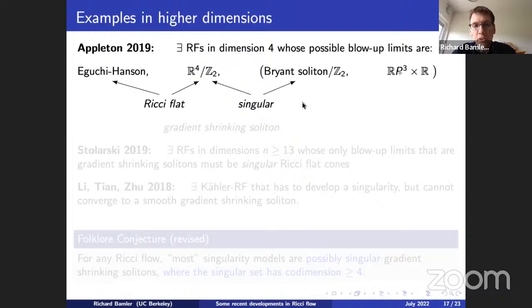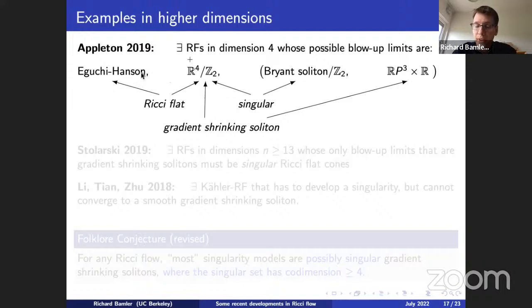And then with respect to the Folklore conjecture, the only gradient shrinking solitons are these two spaces. You may have noticed that I put the last two singularity models in parentheses, and that's because in Appleton's work, it is not clear whether all 4 models occur or whether only the first 2 models occur. While we don't know which one's the case, it's conceivable that there are cases where only the first 2 models occur. And in particular, then the only gradient shrinking soliton that's predicted by the Folklore conjecture would be a singular one. It would have a singular point.